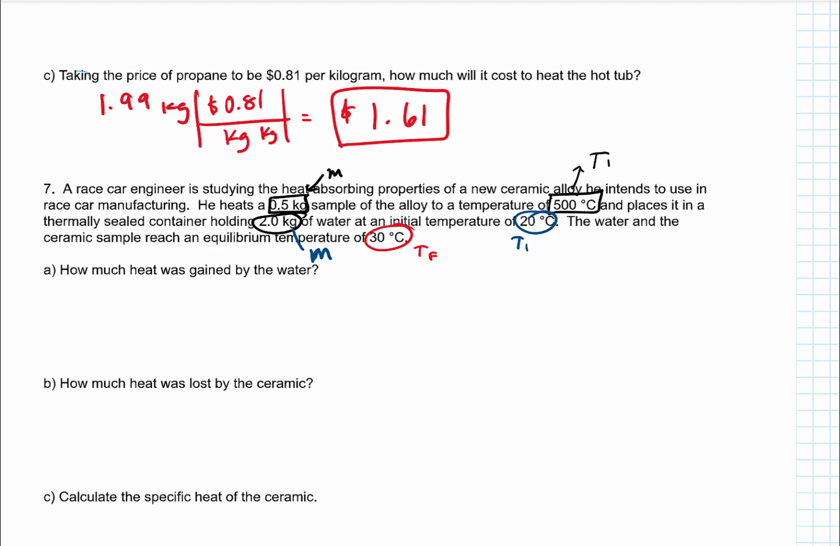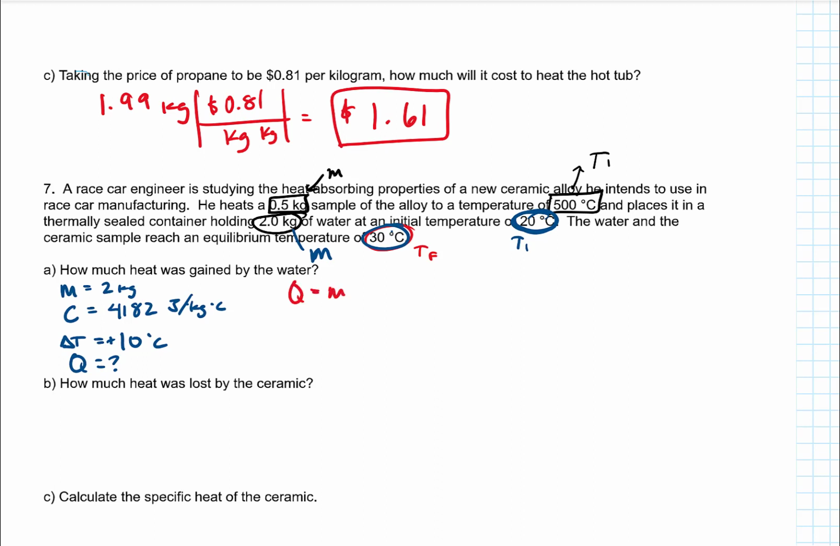A asks how much heat was gained by the water. So for the water, I know that the mass of the water was 2 kilograms. I know the specific heat of water is 4,182 joules per kilogram degree Celsius. And my delta T for water, well, the water started at 20 and it ended at 30. So the delta T for water is 10 degrees Celsius. That's positive because we're gaining that. And we want to know the Q. That's our first step. Find out how much energy we're talking about.